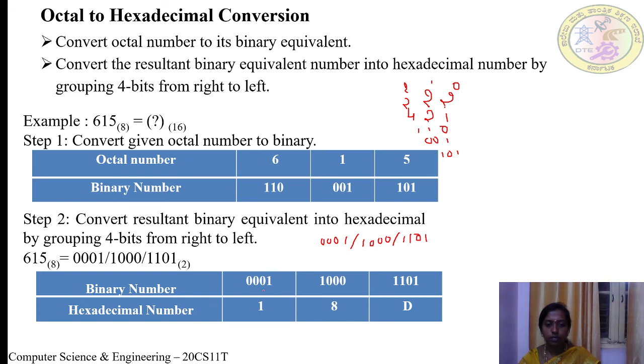Here we have separate binary groups: 0001, 1000, and 1101. So the equivalent hexadecimal number can be written as: 0001 is 1, 1000 is 8, and 1101 is D. So the equivalent hexadecimal number is 18D, base value 16.